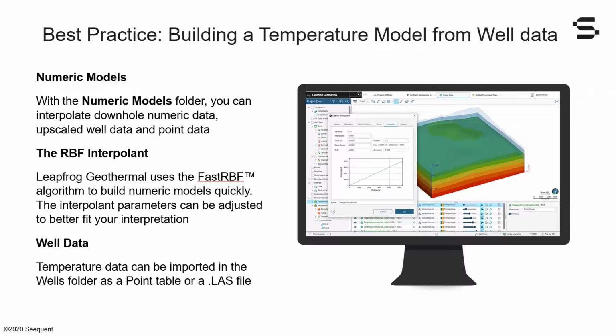To build the numeric models, Leapfrog Geothermal uses the fast radial basis function, or fast RBF, algorithm, which employs interpolation functions to estimate values from known data. This process is fast and dynamic thanks to this algorithm. You can then easily adjust the parameters of the interpolant to get a model that best fits your interpretation. The temperature data can be imported in the wells folder as a point table or a LAS file.